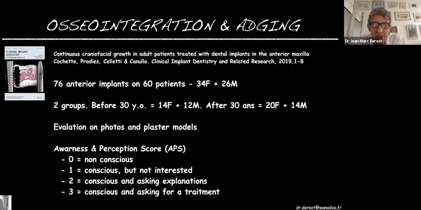The evaluation has been done on photos and plaster models. They created a score about the concern of the patient. Are they interested in the fact that the implant is in infraposition or not? So the score zero is the patient sees nothing. The score one, the patient is conscious, but he is not interested in it. The score two, the patient is conscious and he wants some explanation, but that's it. He doesn't want any treatment. And the score three, the patient is conscious, and he is asking for a treatment.